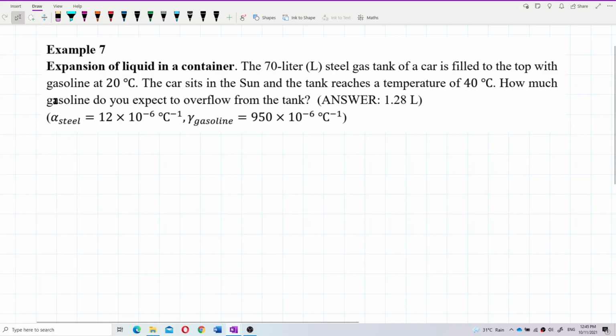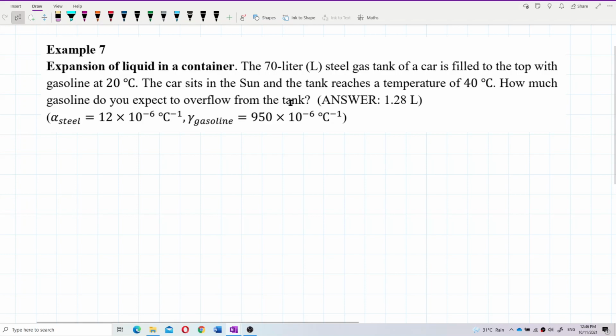Okay, why? At first, why will the gasoline overflow? It is because gasoline expands faster than the tank. We know that both the tank and the gasoline inside the tank sit under the sun, so both get heated up. Both tank and gasoline expand, but gasoline expands faster than the tank. That's why there is gasoline overflow from the tank. The tank just does not expand fast enough.